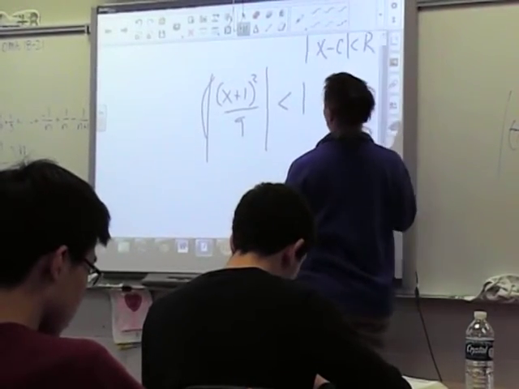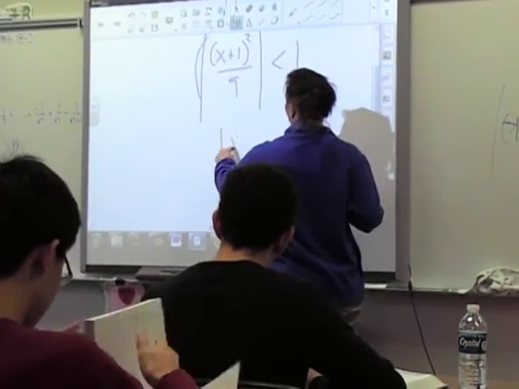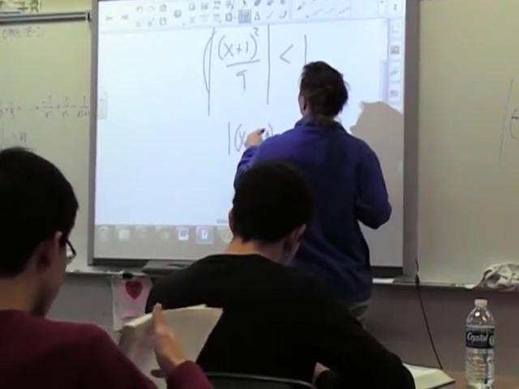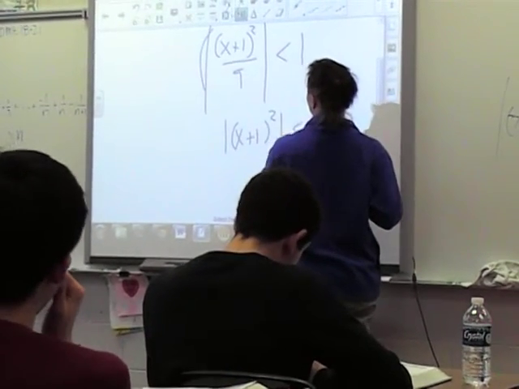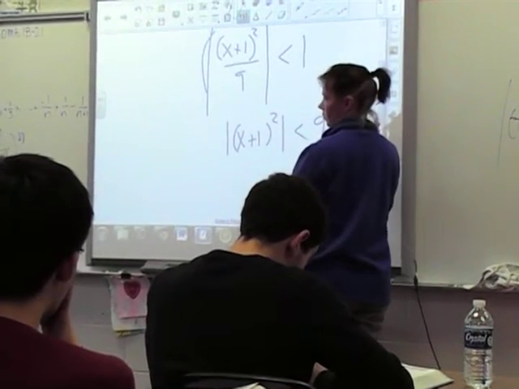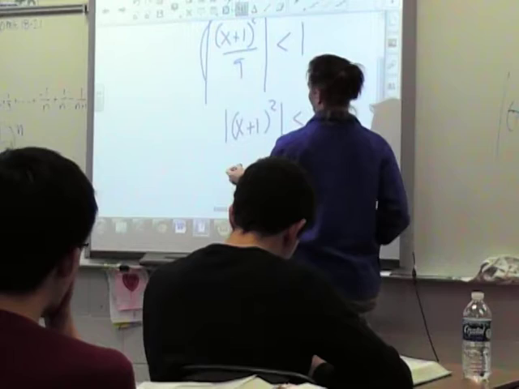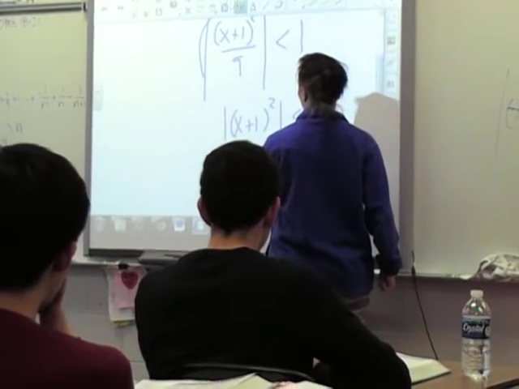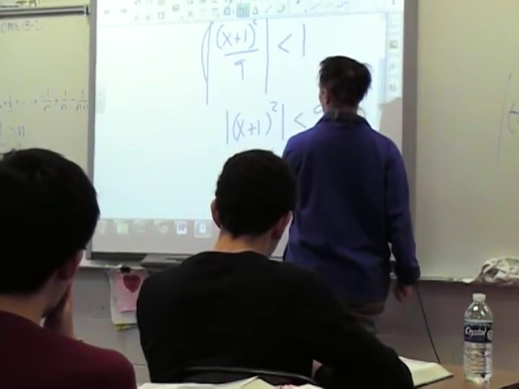So that's going to be what? The absolute value of (x plus 1) squared is less than 9, right? So now take the square root of this, and that's going to be the absolute value of x plus 1 is less than 3.